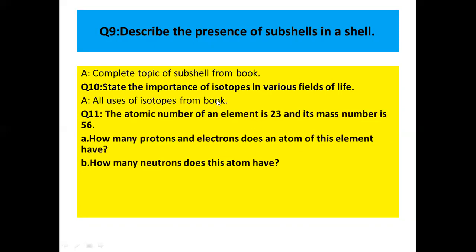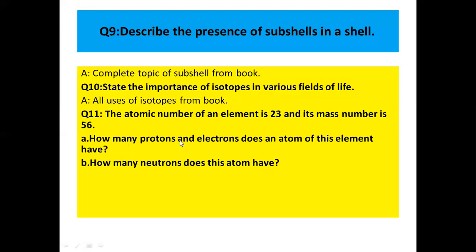Question number 11. The atomic number of an element is 23 and its mass number is 56. There is an element whose atomic number is 23 and mass number is 56. We have to find out part A, how many protons and electrons does an atom of this element have? And B part is how many neutrons does this atom have?